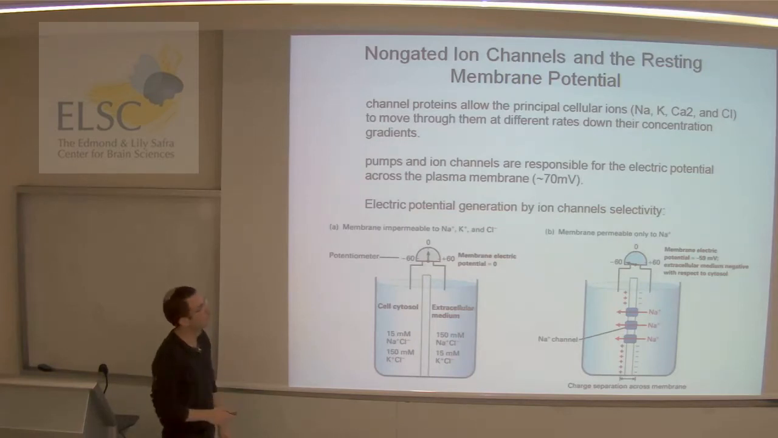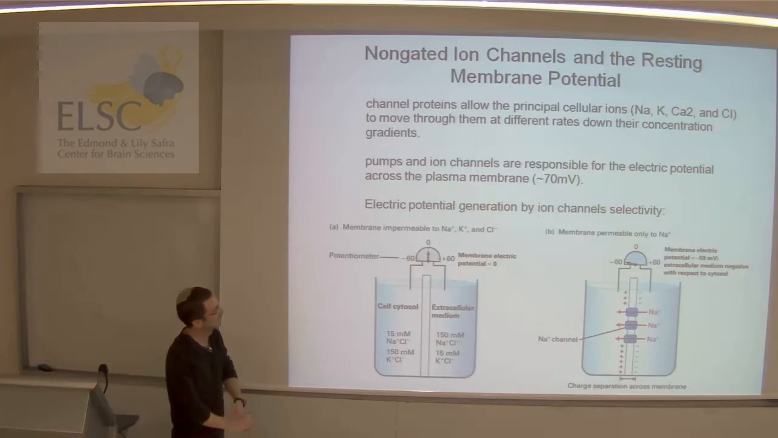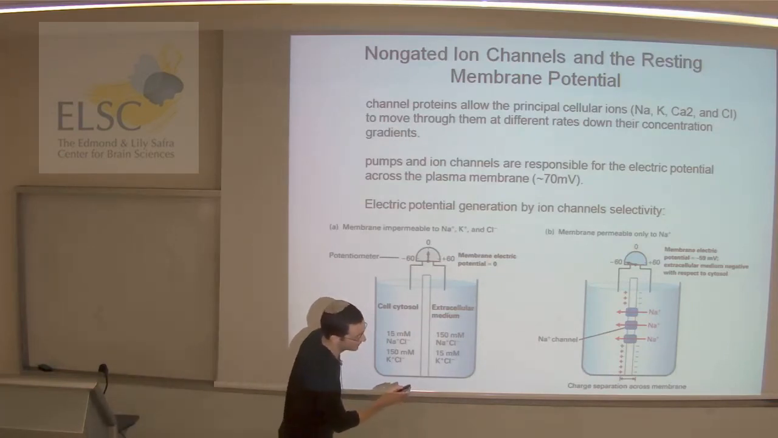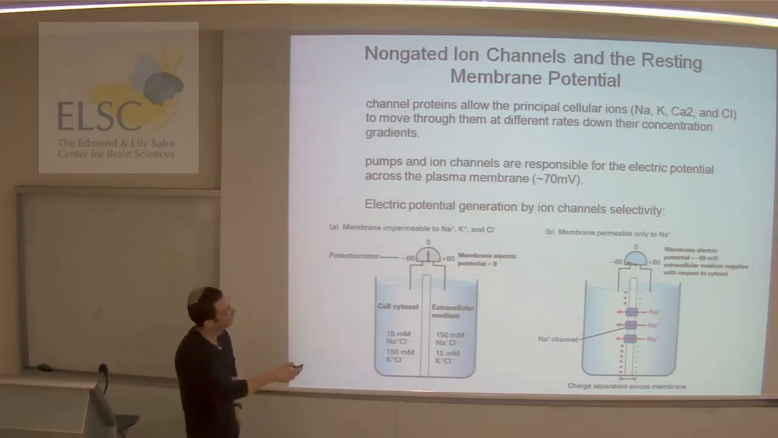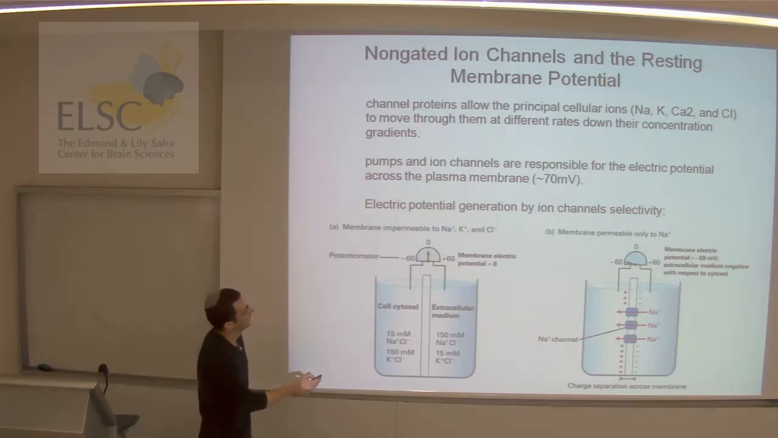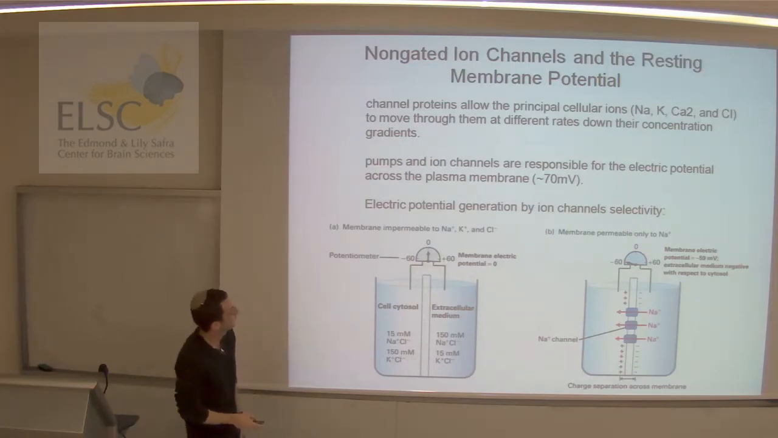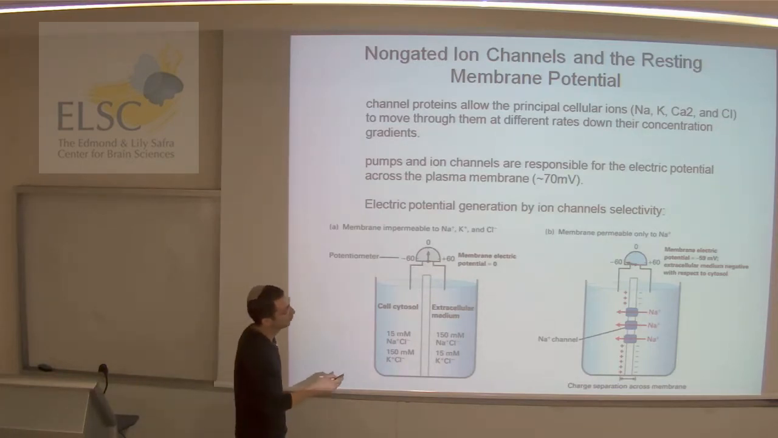Okay, and different non-gated ion channels exist with the selectivity for specific ions, and they can pass ions in different rates. And these are the pumps that we've just mentioned, the ADP-powered pumps, together with the ion channels, the non-gated ion channels that are responsible together, again, for the electric potential across the plasma membrane, which is not only for neurons but for all living cells, is about minus 70 millivolt.